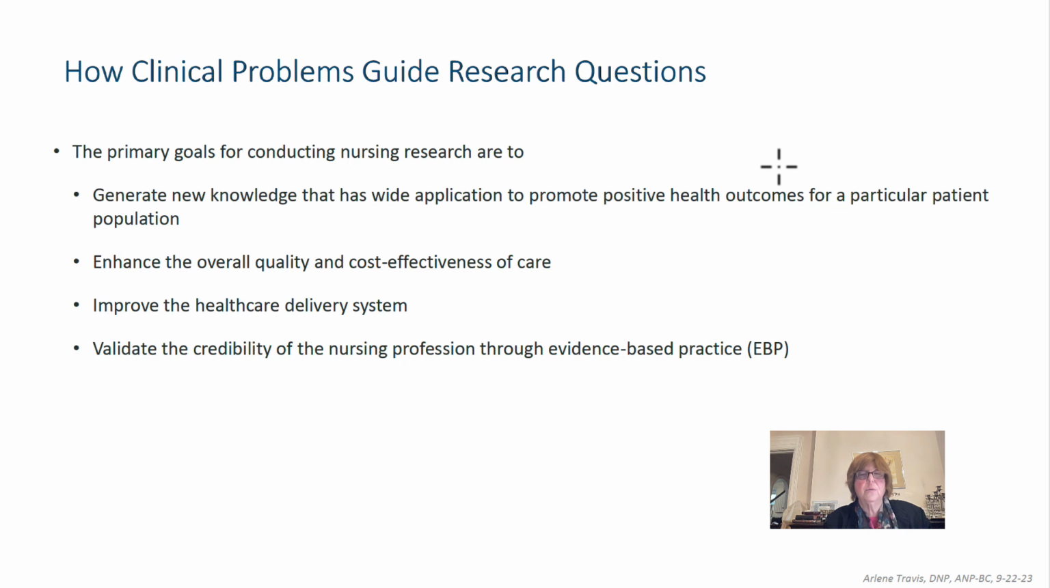And so we want to look at enhancing quality of care and enhancing outcomes of care through the use of evidence-based practice and doing these research questions. We are also adding to the body of nursing knowledge that we have. And this now gives us answers to clinical situations that we have. We want to enhance the overall quality and cost effectiveness of care. We're going to improve the healthcare delivery system, and we're going to validate the credibility of the nursing profession through evidence-based practice. In terms of using evidence-based practice, we use it to provide excellent care.